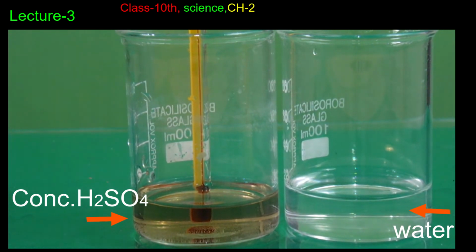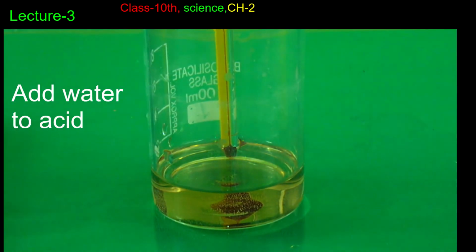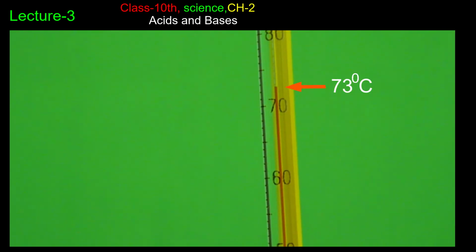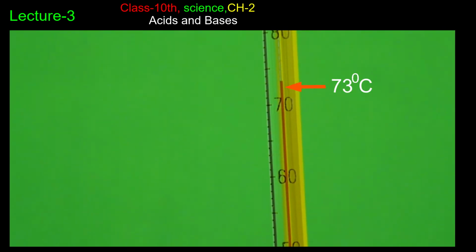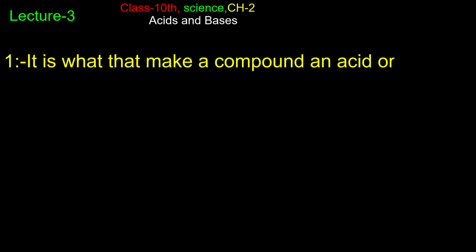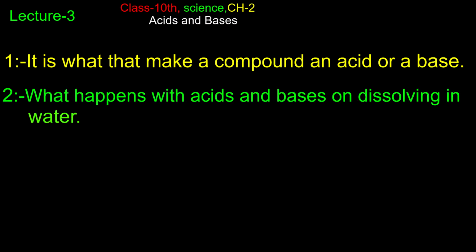Welcome to my class. This is class 10th science chapter 2 acids and bases lecture 3. In this class we shall learn number 1, what makes a compound an acid or a base, and number 2, what happens with acids and bases on dissolving in water.